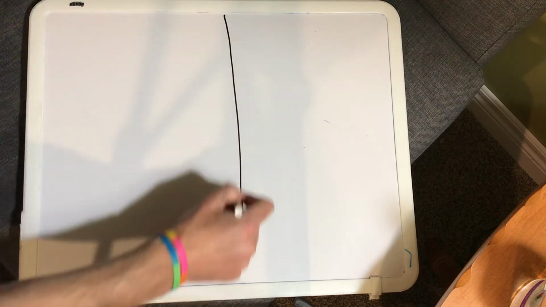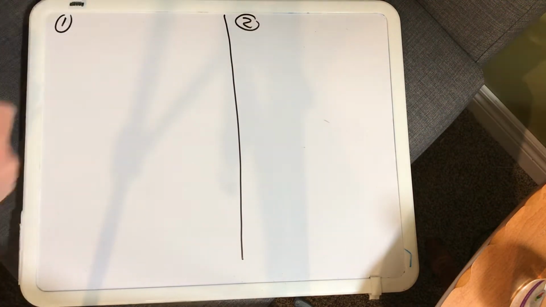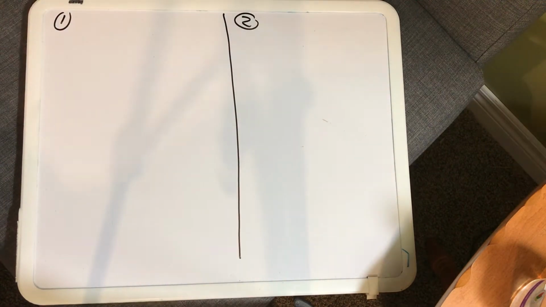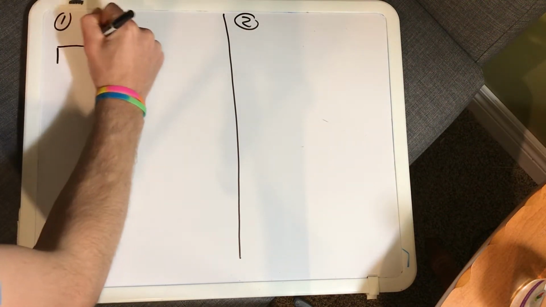I'll split this board in half. We'll call this solution 1, we'll call this solution 2. And when we're talking about splitting up fractions, I always tell students to draw it out, because it's a lot easier to organize your thinking and to see things when it's visual like that. So we're going to draw out our 4 chocolate bars.